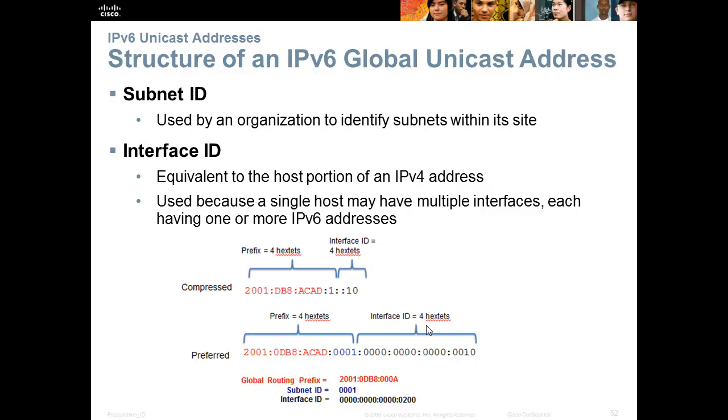So if we take a look at this particular address, we'll take a look at the preferred. We have 2001:0DB8:ACAD. These first 3 are our global routing prefix. Then we have the 1, which is our subnet ID. And then we have our last 4, which would be our interface ID. And if we want to compress all of this, we can compress this again by removing our leading zeros, removing strings of consecutive zeros with a double colon, and then removing the zeros at the end here.